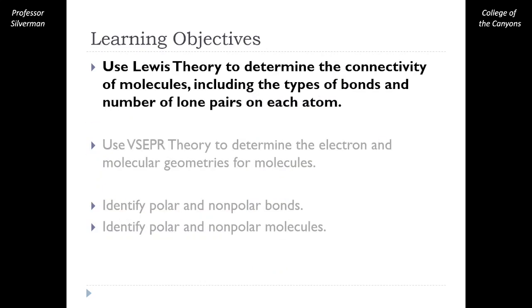All right, we've introduced Lewis theory, and now we can determine the connectivity of the atoms in our molecules, including the types of bonds that exist and the number of lone pairs on each of our atoms.